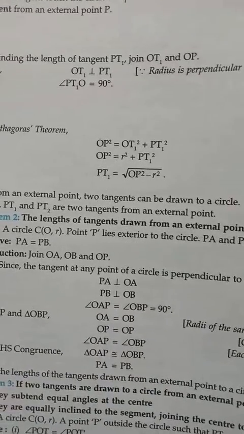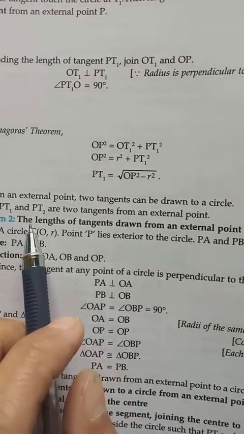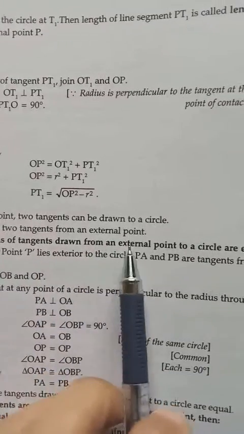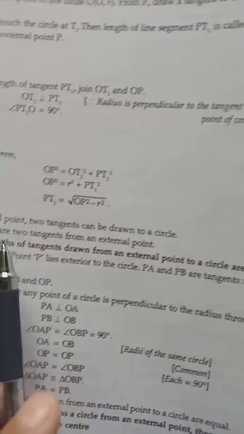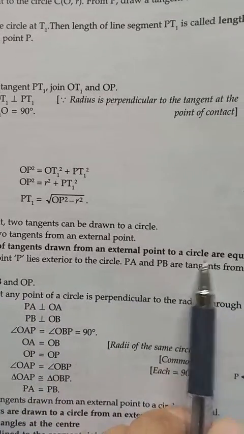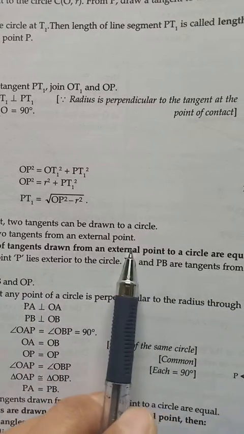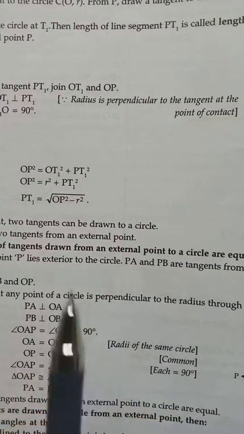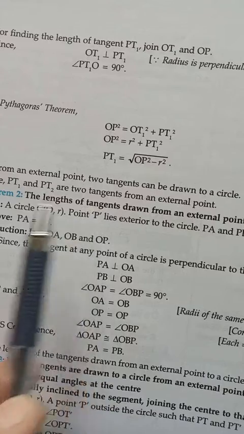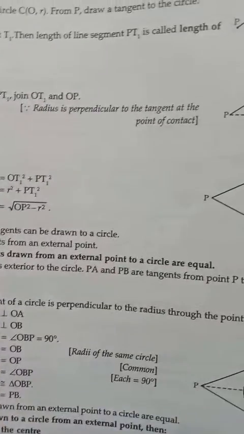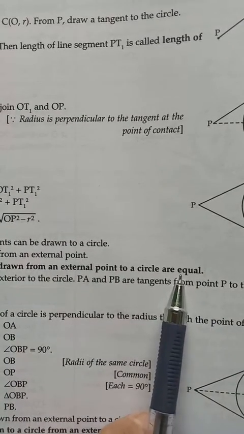Continue with Theorem 2 of circles. The length of tangents drawn from an external point to a circle are equal. The statement says like that. We have a circle. We have a point outside the circle. Then from that point, we can draw two tangents. What we have to do, we have to prove that those two tangents are equal.